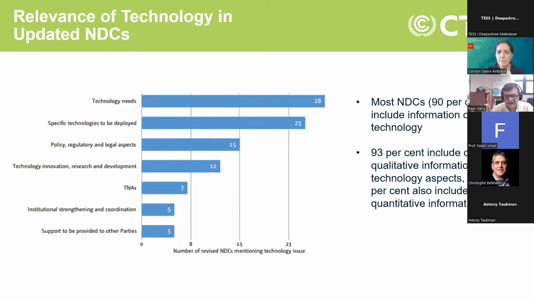Also, it is worthwhile to note that when we were doing this analysis, we found that there was a great interest in technology innovation, research, and development. Definitely the other aspects, such as building capacity to identify technology needs or specific technology to be deployed, or the policy and regulatory environment to be built up, or any other legal aspects, were demanded or mentioned. But there was also an important component of technology innovation, research, and development, which we didn't find in the earlier cases, but now the interest of the parties has started growing in that direction.